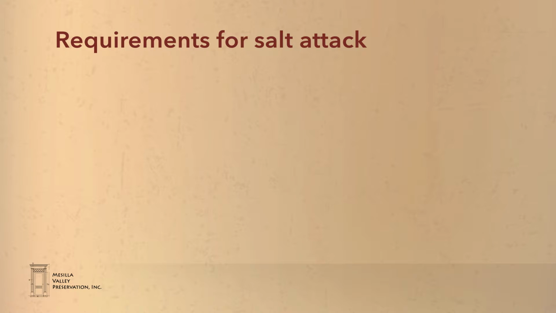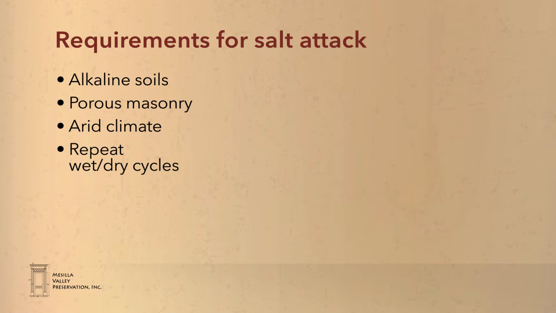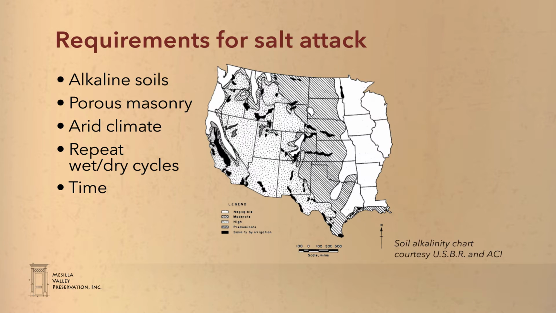In order for salt attack to happen, a number of things have to be in place simultaneously: alkaline soils, porous building materials, an arid climate, repeat wet-dry cycles to cause salts to concentrate, and time. Alkaline soils are high in salts. As this U.S. Bureau of Reclamation map shows, alkaline soils are particularly common in the American West. Shaded areas represent different levels of salinity. Black areas, such as the Mesilla Valley, are labeled salinity by irrigation. Flood irrigation in particular increases salinity, concentrating salts in the upper layers of the soil.